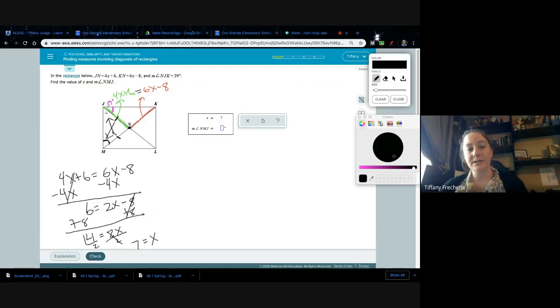So if I can figure out what this angle up here is, the one I'm coloring in black, then I will know what this angle is. They gave us this 39 here. If we think about a rectangle, what do the corners have to equal? 90. So I'm just going to subtract what I'm using, and I get 51. If this angle here is 51, this angle down here that we're looking for is also 51. All right, let's check it.